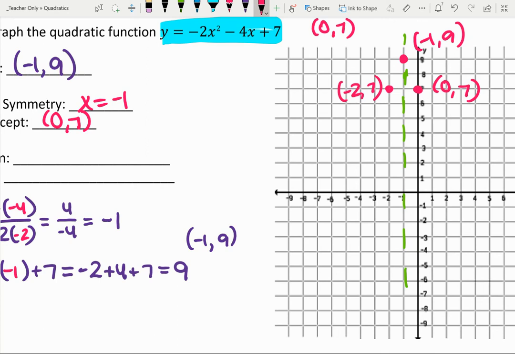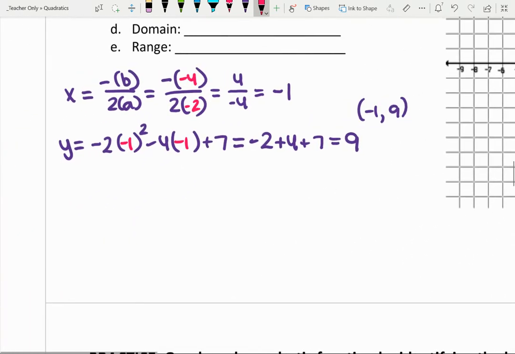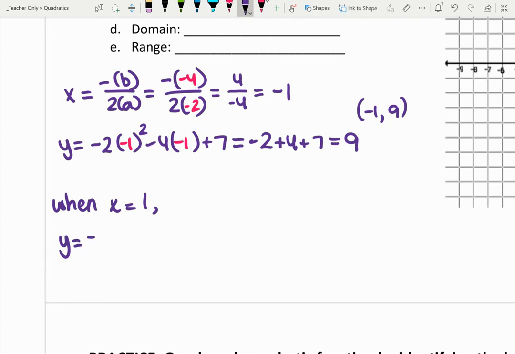So I'm going to pick another x value. I've got all these x values, negative 2, negative 1, 0. I'm just going to keep going and find what happens when x is 1, and that will give me a freebie on the other side. So let's see, when x is equal to 1, y is equal to negative 2 times 1 squared plus, should be a minus 4.